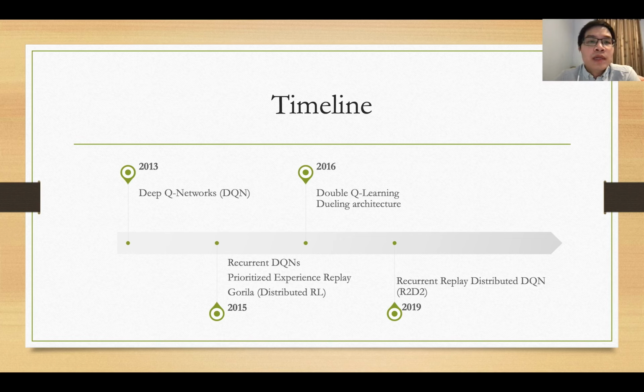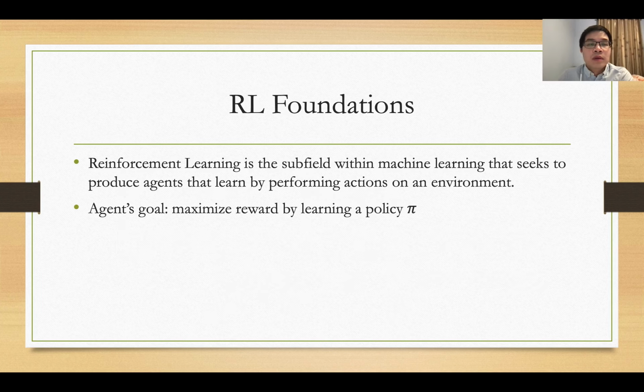The name Recurrent Replay Distributed DQN actually tells you a lot about the architecture of the agent. So there's a recurrent component, a replay component, and it leverages distributed RL. And this is all built on the core DQN algorithm. R2D2 also incorporates double Q learning and the dueling architecture, which I'll talk about more later. Before we start diving into the papers, I'm going to introduce basic reinforcement learning concepts so that you understand what I'm saying, because it's hard to understand reinforcement learning papers if you don't have that foundational knowledge.